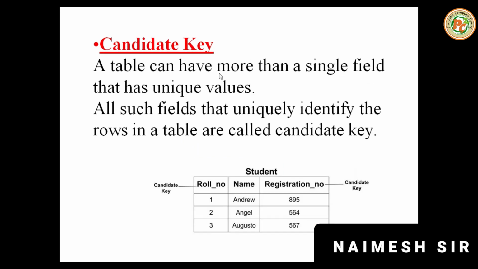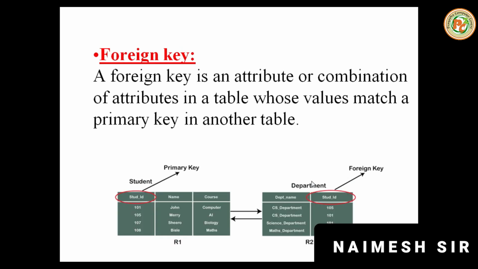Candidate key: a table can have more than one single field that has unique values. All such fields that uniquely identify the rows in a table are called candidate keys. Like here, roll number and registration number are both candidate keys, because the roll number is unique and the registration number is also a unique number.